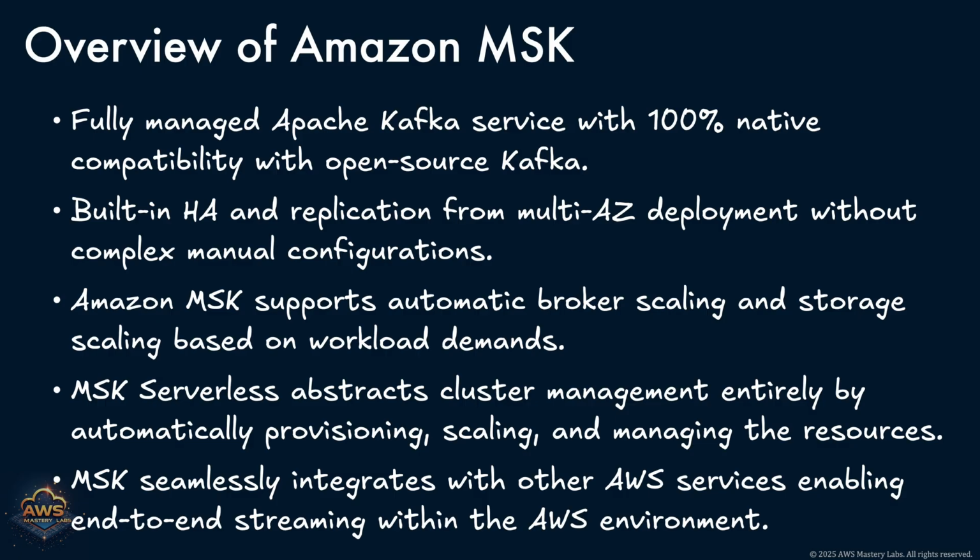High availability and data durability are built into the foundation of MSK. By automatically replicating data across multiple availability zones, MSK ensures that your streaming data remains safe and accessible, even if an underlying infrastructure failure occurs. As data volumes grow and workloads fluctuate, scaling becomes critical. Amazon MSK provides automated scaling capabilities, allowing clusters to adjust both broker count and storage capacity without downtime. This elasticity means you can seamlessly handle traffic surges, seasonal variations, or sudden spikes without worrying about over-provisioning or bottlenecks.